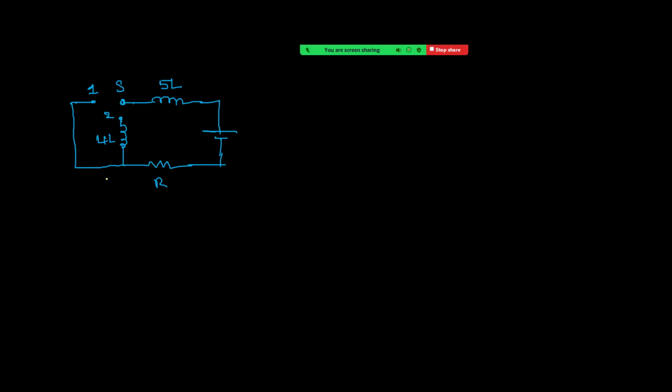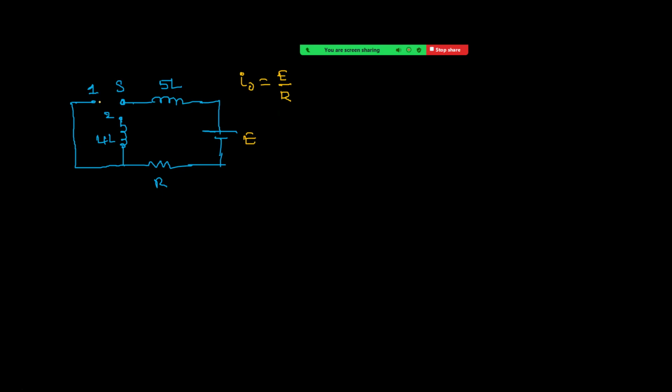See the question once. This switch was in position 1 for a long time. What happens over a long time? Current flows in this way. Long time means the current becomes steady. The steady current is E by R. After a long time, the current becomes constant, then the inductor has no role. So it is simply E by R.